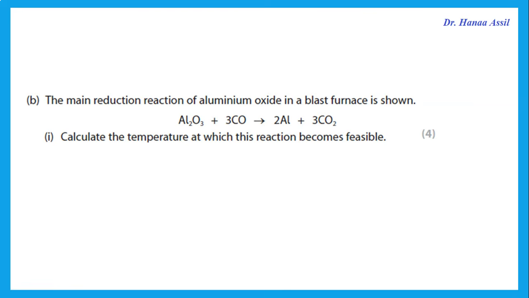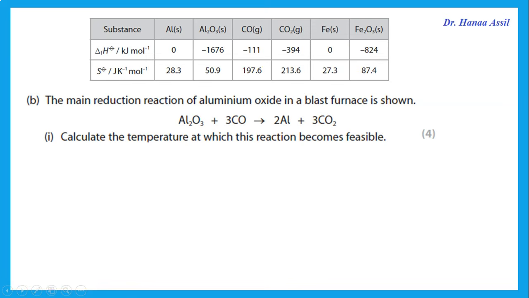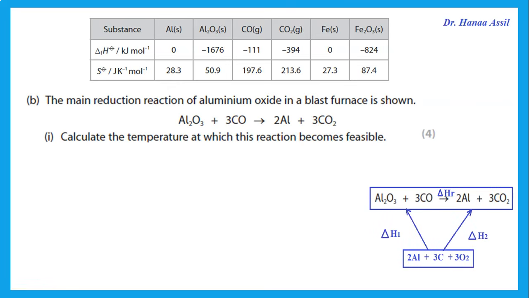The main reduction reaction of aluminium oxide in a blast furnace is shown. Calculate the temperature at which this reaction becomes feasible. So, using the same information in the table, we have information about the aluminium and the iron. So we're going to use this to get the Hess's cycle to get delta H. So delta H of this reaction is the delta H2 minus delta H1.